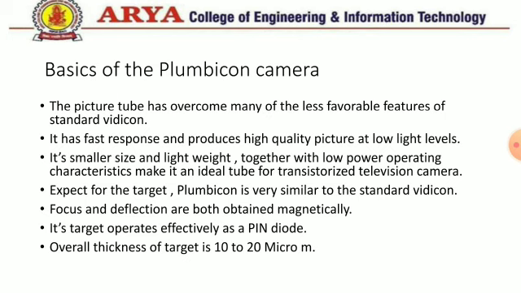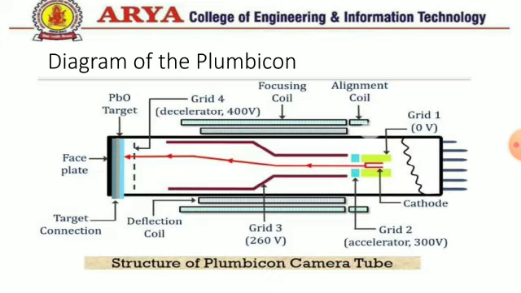Previously we saw that the target was a photoconductive surface, but here the target is a PIN diode, and the overall thickness of the target is in the range of 10 to 20 micrometers. So it is very small compared to the Vidicon camera.